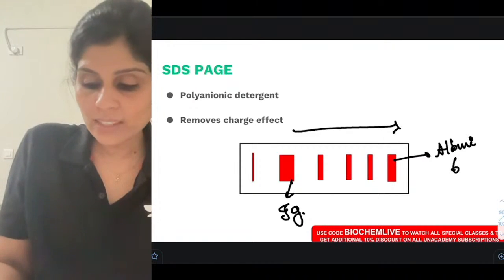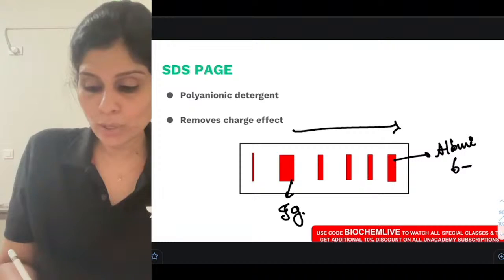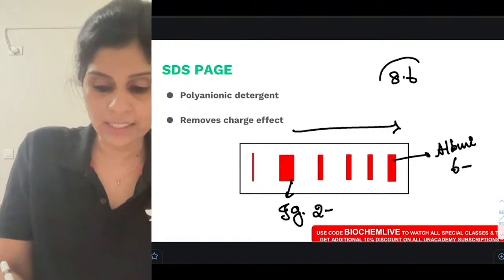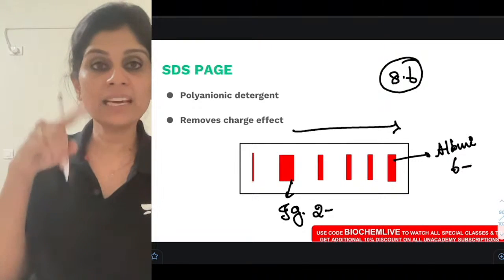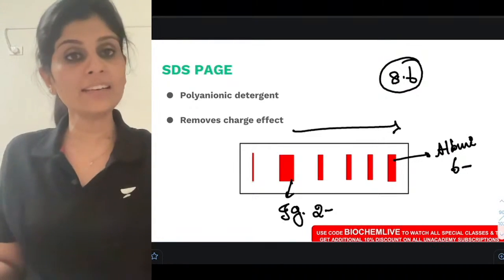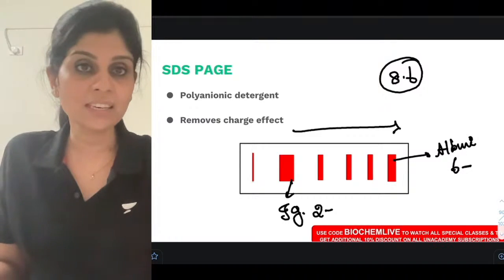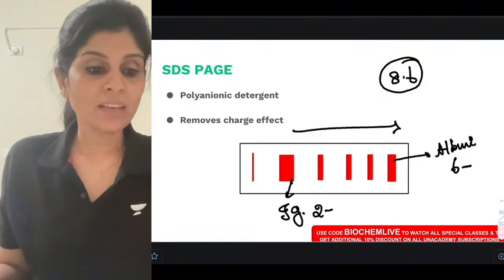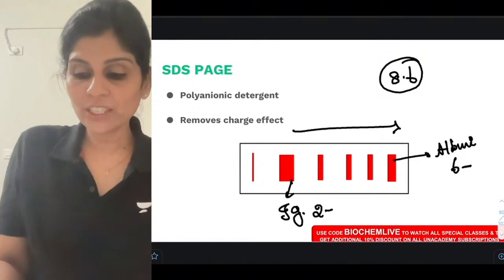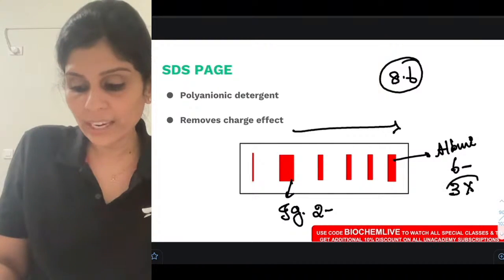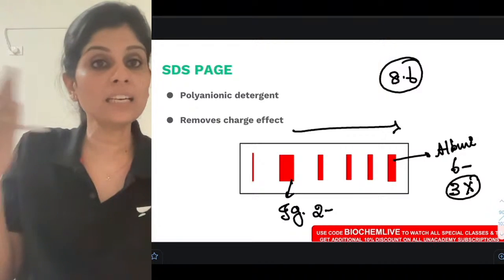So albumin has got 6 negative charges, whereas your immunoglobulin carries 2 negative charges at a pH of 8.6. Do you understand this? Albumin carries 6 negative charges, whereas immunoglobulins on an average carry 2 negative charges at a pH of 8.6. So what magnitude more negative charges do you find in albumin when compared to immunoglobulins? 3 times more negative charges. 6 and 2 is 3 times more.